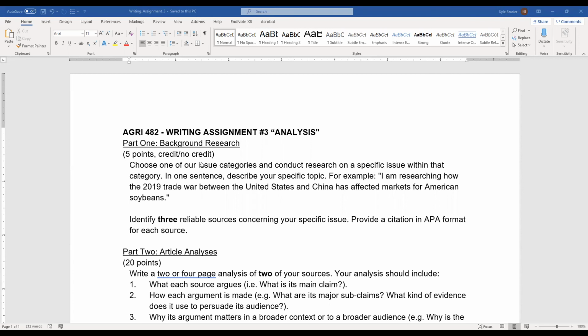In one sentence, I want you to describe your specific topic. For example, this one sentence: I am researching how the 2019 trade war between the United States and China has affected markets for American soybean. And then I want you to identify 3 reliable sources concerning your specific issue, providing that citation in the APA format for each source that we just covered.